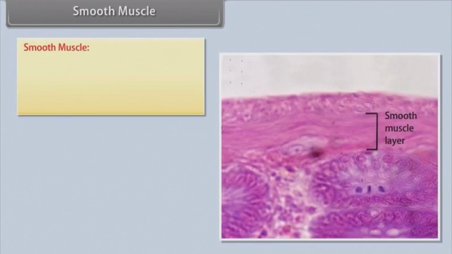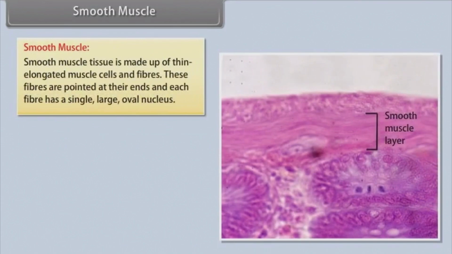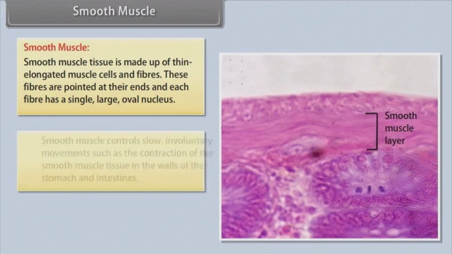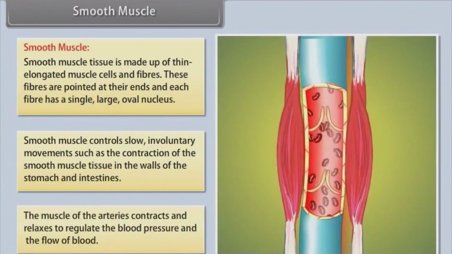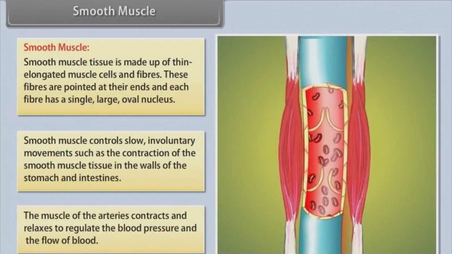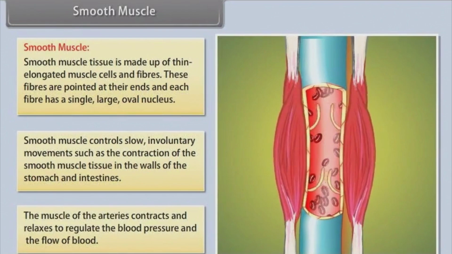Smooth muscle. Smooth muscle tissue is made up of thin elongated muscle cells and fibers. These fibers are pointed at their ends, and each fiber has a single, large, oval nucleus. Smooth muscle controls slow, involuntary movements such as the contraction of the smooth muscle tissue in the walls of the stomach and intestines. The muscles of the arteries contracts and relaxes to regulate the blood pressure and the flow of blood.